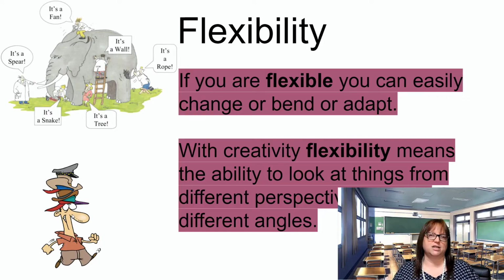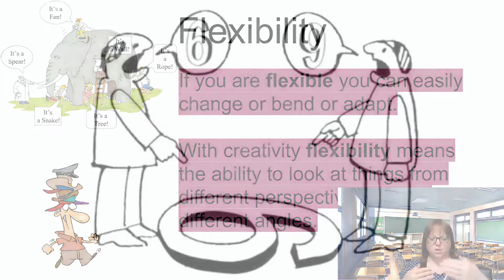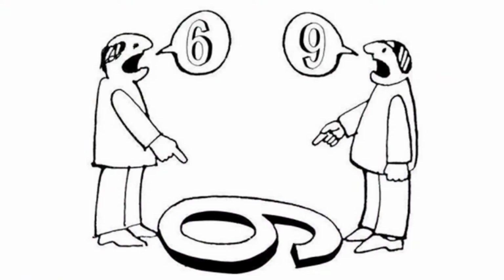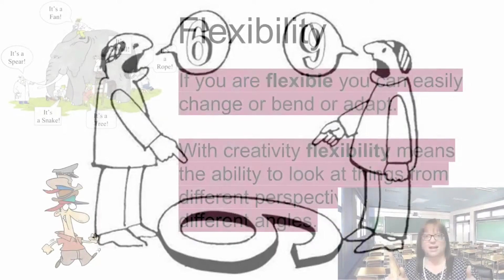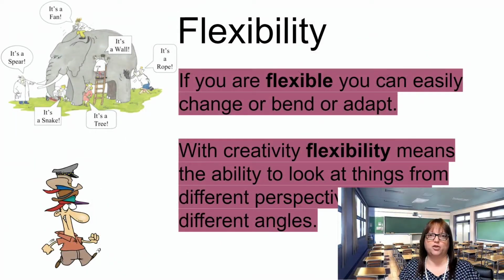I can go off on a tangent and be here for 3 hours just talking about this. But I just wanted to kind of go over this flexibility part. Many of you may have seen the picture where one person is on this side and one person's on this side, and there's a number, and one says it's a 6 and one says it's a 9, because again, it's your perspective and it's how you're looking at it.